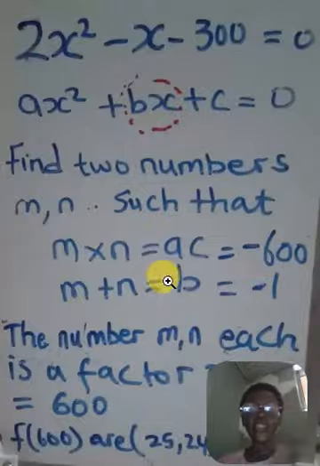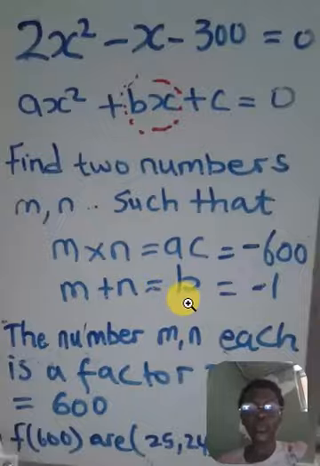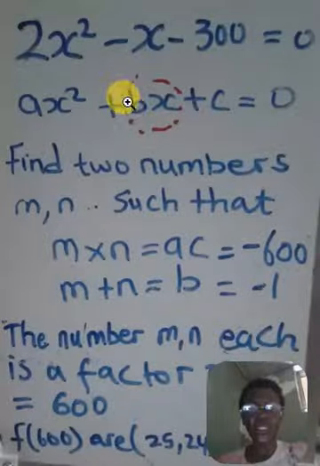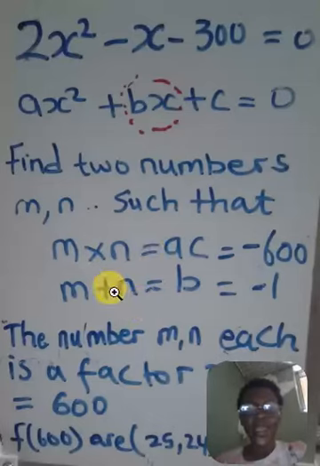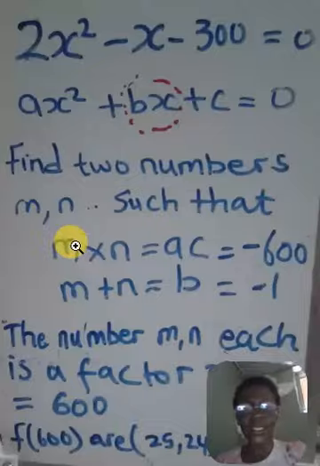And the second equation to fulfill is m plus n is equal to B. And this is B here. That's minus 1 there, you can see. So m plus n is equal to minus 1. So we now have to go ahead and look for these numbers, m and n.